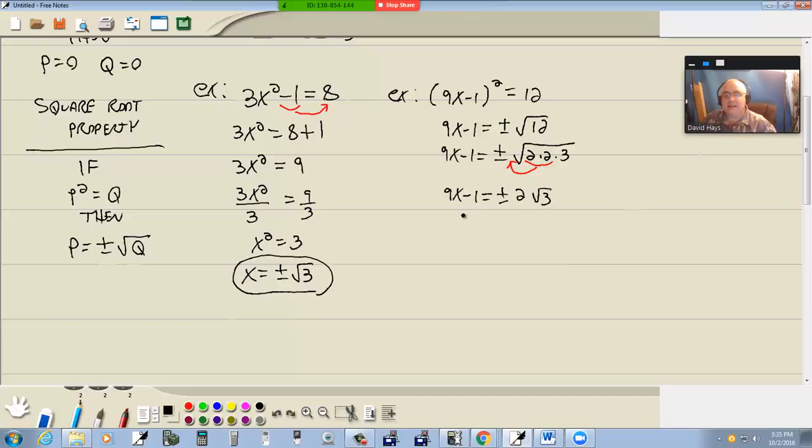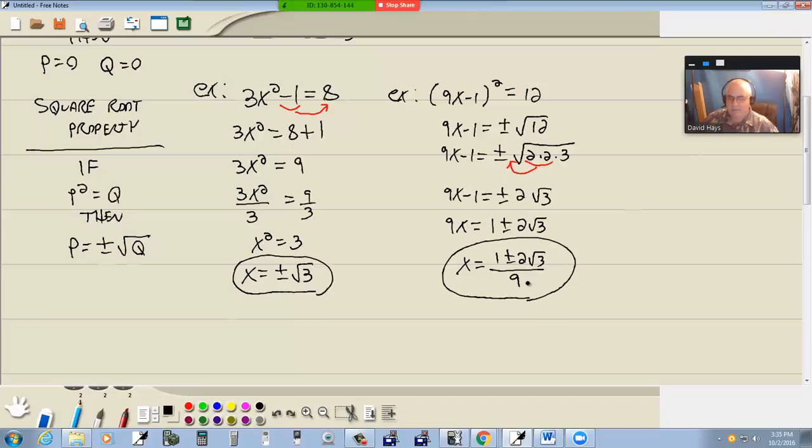Now our goal is to get the x by itself, so I'm going to take the -1 over. Becomes a positive 1. And then we'll divide both sides by 9. And we get 1 plus or minus 2 square root of 3 over 9. And that's our answer.